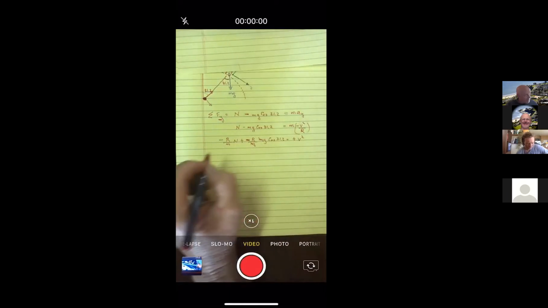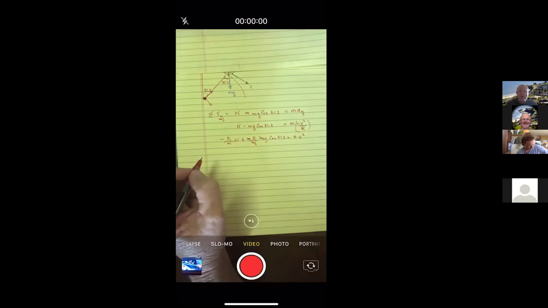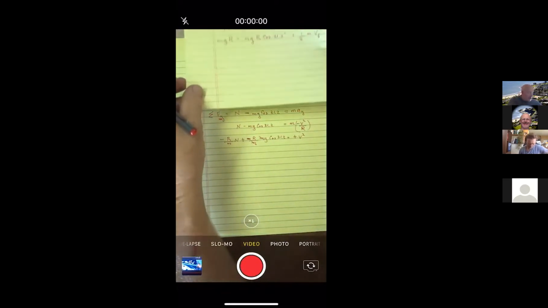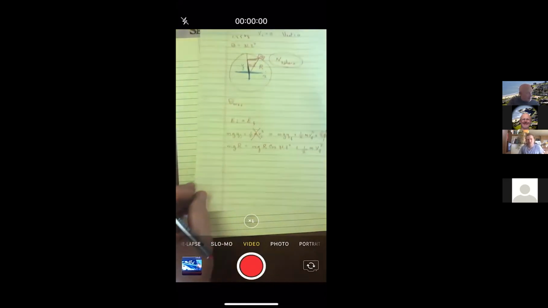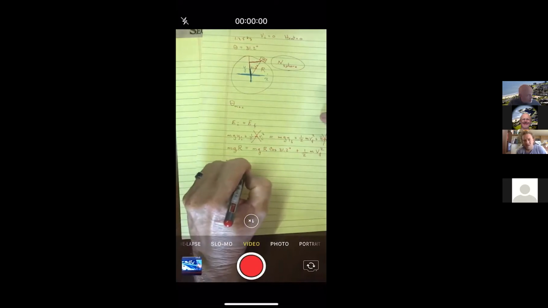Aren't we trying to solve for n? Well, this first one we're trying to find, yes, the normal force. Okay, so I'm going to then come back up to here and rewrite.